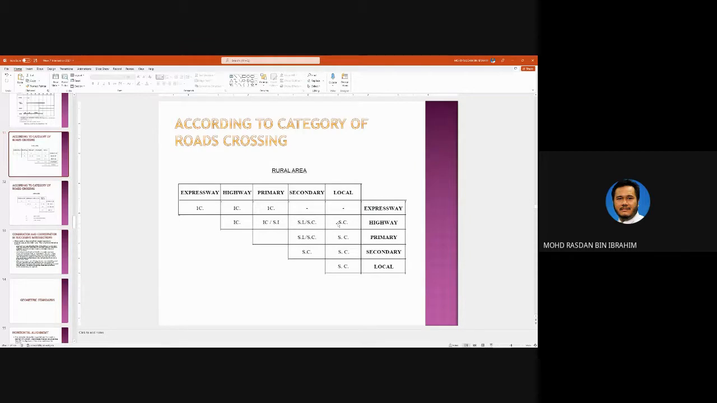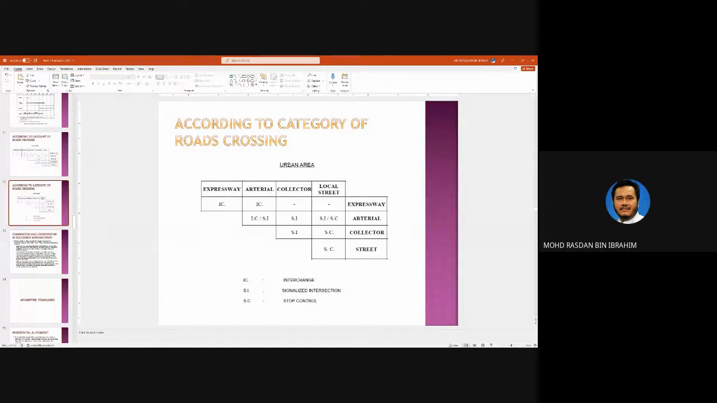So SC here. So local to highway, local road to secondary, all you can control by stop control. But it depends on the volume. This is just a general rule. So this is for rural area and this is for urban area.